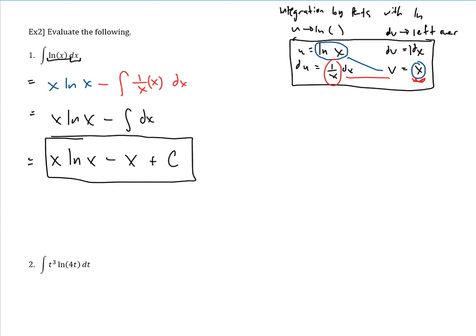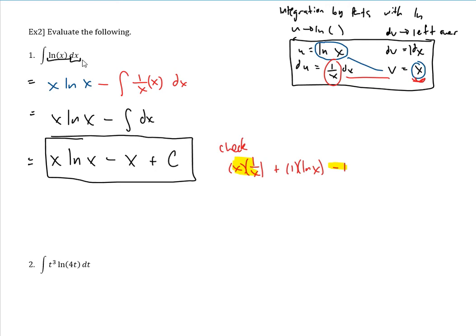And then again, you could always quickly check with the derivative. The derivative of this first part would require the product rule. It would be x times 1 over x plus 1 times ln of x. So that was doing the product rule on the first term there. And then minus 1 would be the derivative of x. Notice this would cancel to be 1. Minus 1 would all be 0. And we're left with the ln of x. And that's it. So it worked.